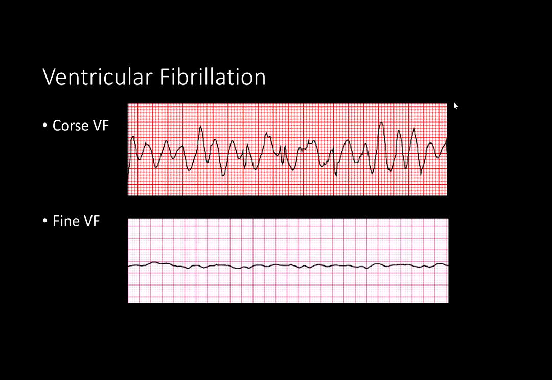So not only do I not have a lot of hypoxia, but there's a lot of electrical activity left in the heart. And I can try to change that. I can try to fix that and get a perfusing rhythm again. With fine VFib, more time has passed. Our patient may not have a whole lot of electrical conduction left. They're definitely going to be more hypoxic. So our patient may not have as good of an outcome as if we have this coarse VFib.